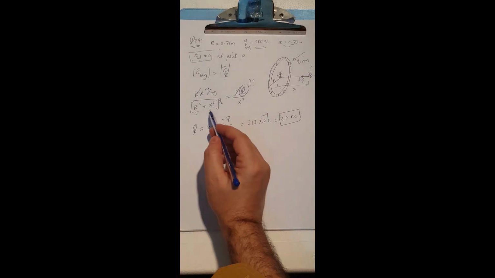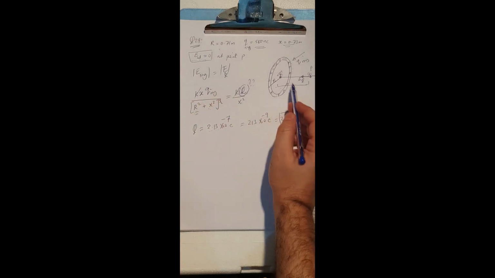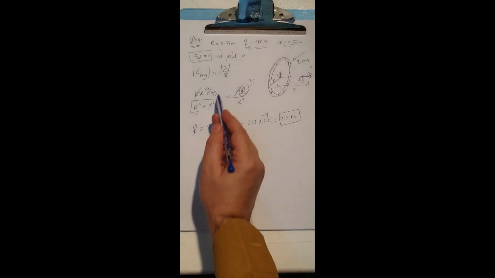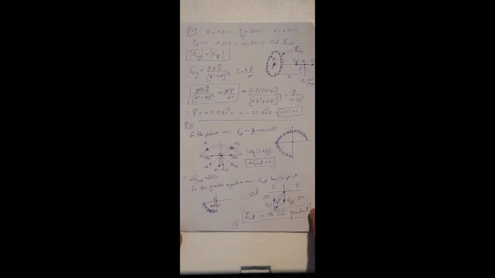So remember, the electric field of the ring is known at a point here. It's found in the previous theory. Here you have the detailed solution. The question.